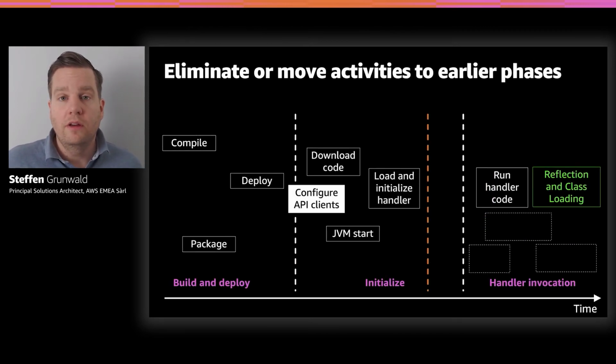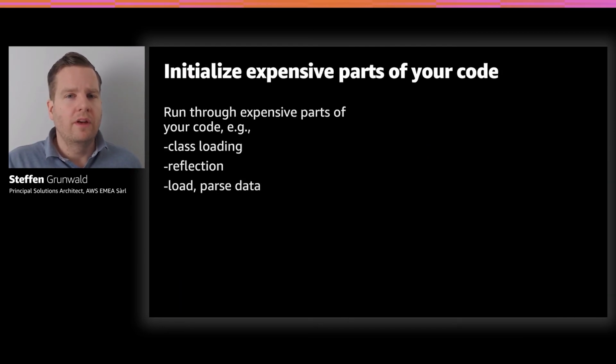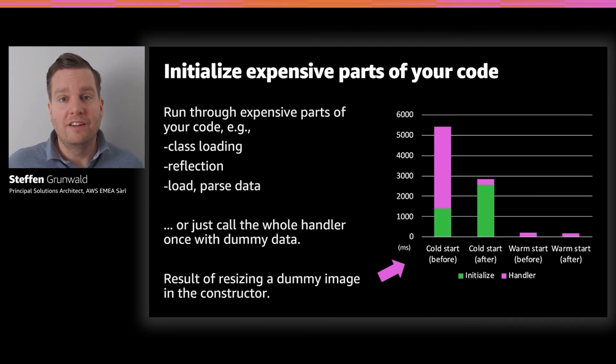Let's look at one thing every application does, and that is reflection and class loading. You should inspect your code for expensive operations. Lots of classes loaded by a library, or lots of reflection being done, or parsing metadata. This is something which you ideally already do in the initialization phase. Or you just do a very blunt approach, as I did here, by calling the whole handler from the constructor once with dummy data. So here I'm using a very small image.